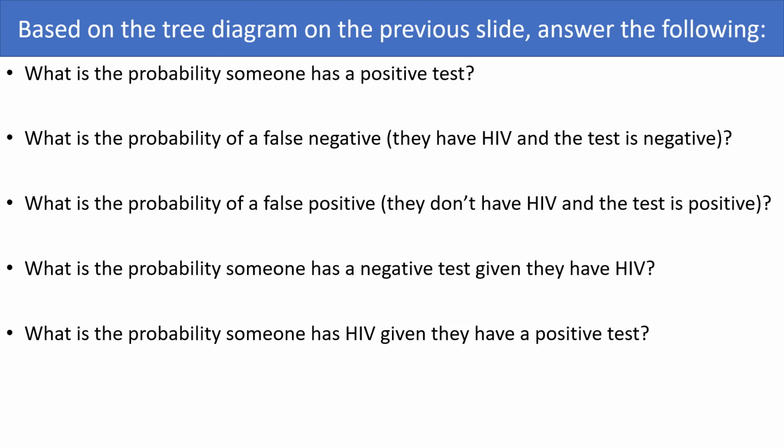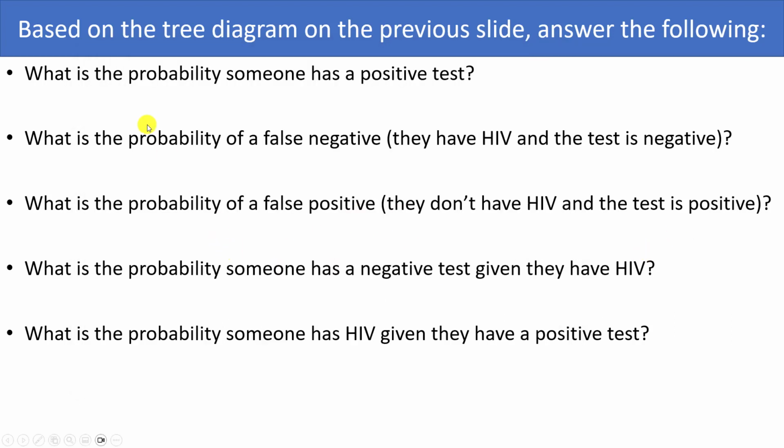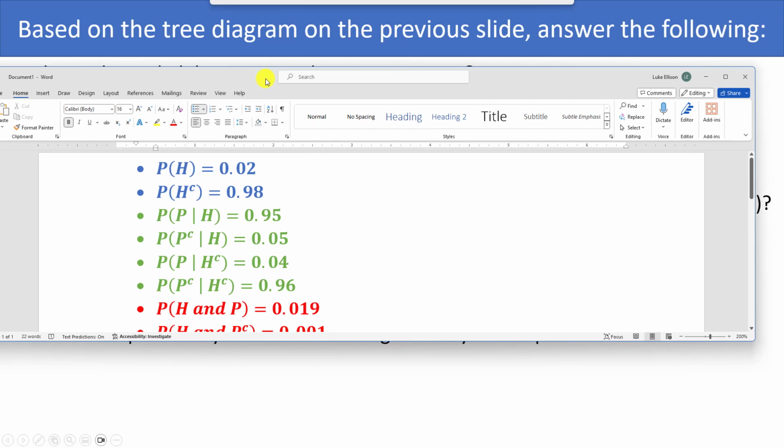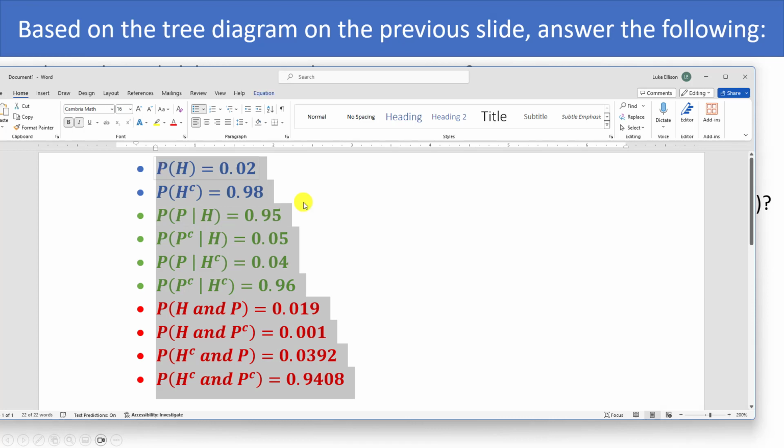So I'm going to go back and forth between my Word document, which has those probabilities that I wrote down, and also the screenshot, which has the tree diagram. The first question says, what is the probability someone has a positive test? So that's just the probability of P. I would encourage you, once you've created your tree diagram, to write down all the probability statements associated with all those numbers that you found. And none of those numbers are the probability of just P by itself. So we can't really go to any of those values there.